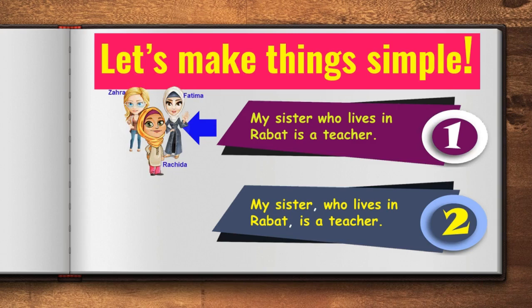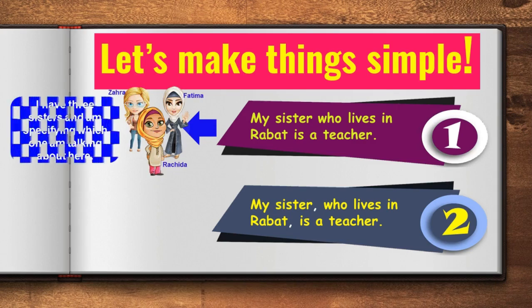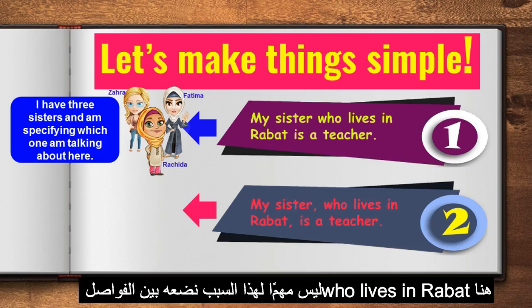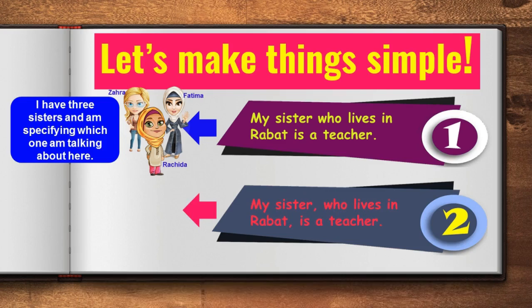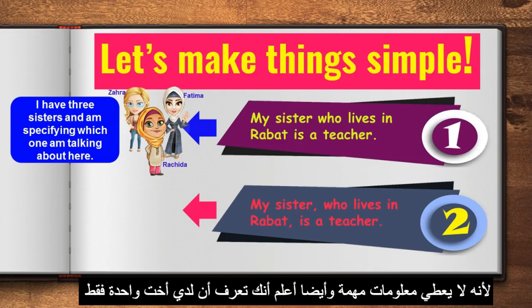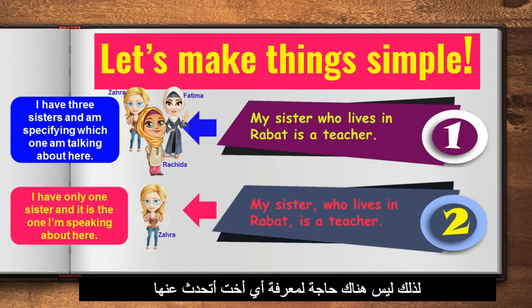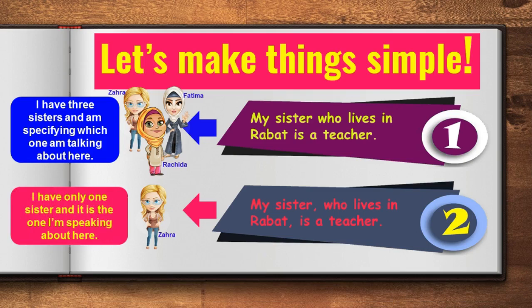But when I say who lives in Rabat, you know that I'm talking about Zahra, because she's the only one who goes there. It's not Rashida, it's not Fatima. In the second sentence, we put the clause "who lives in Rabat" between two commas because it's not important. It doesn't give necessary information. It only gives you extra information. So you know that I have only one sister, whose name is Zahra and she lives in Rabat, so I put it between commas because it's not necessary to the meaning of the sentence.